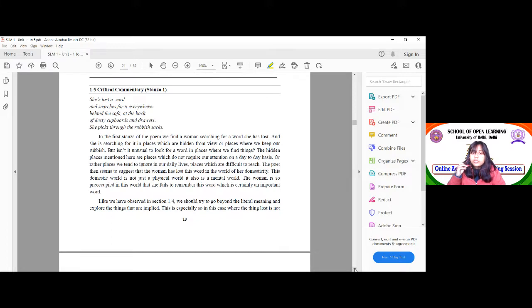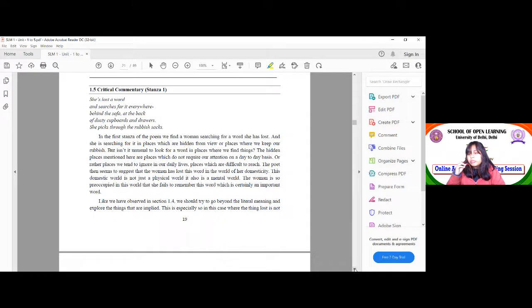So this woman is confined to the world of her home, her domesticity, the domestic sphere. So in the confines of her home where she's looking, this could mean that she does not have access to the outside world. She is not allowed into the outside world as much as she would like.